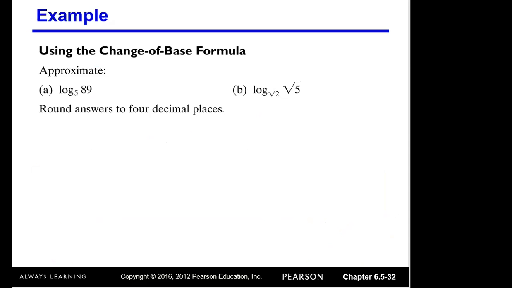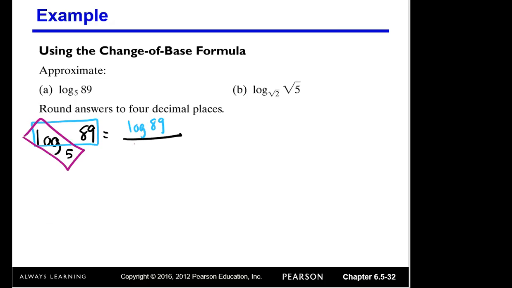So looking at their example, use the change of base formula, approximate, round answers to 4 decimal places. And I'm going to have to write out what it is you do on your calculator. So let me rewrite this. It's log base 5 of 89. But that is going to become, you're going to take the log of 89. That'll be your numerator. And then the log of 5.